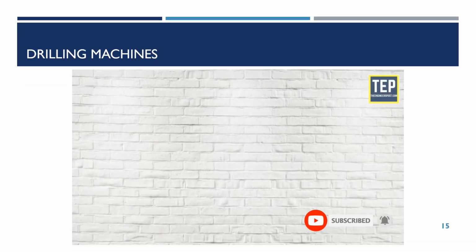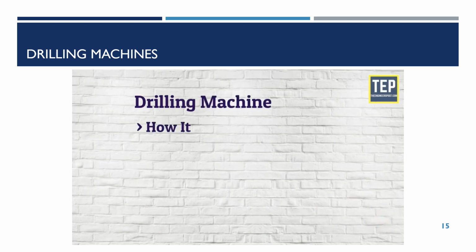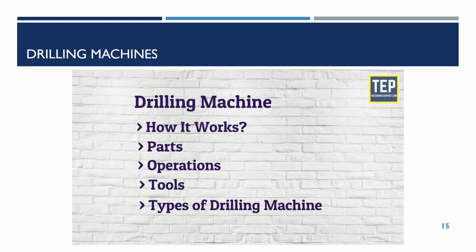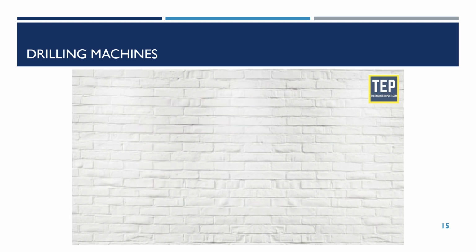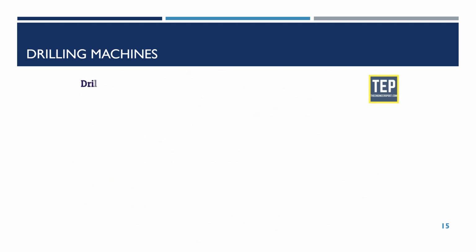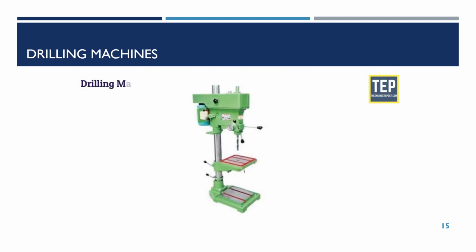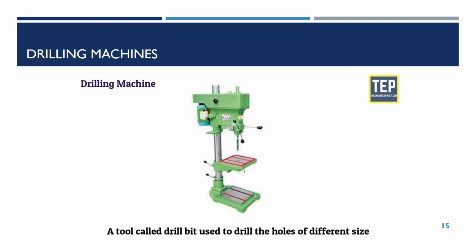In this video, you'll learn about drilling machine and how it works, its parts, operations, tools, and types of drilling machine. The drilling machine is defined as a machine which is used to make a circular hole. A tool called a drill bit is used to drill holes of different sizes and other related operations. The drilling machine is the second most important machine in a workshop after the lathe machine.